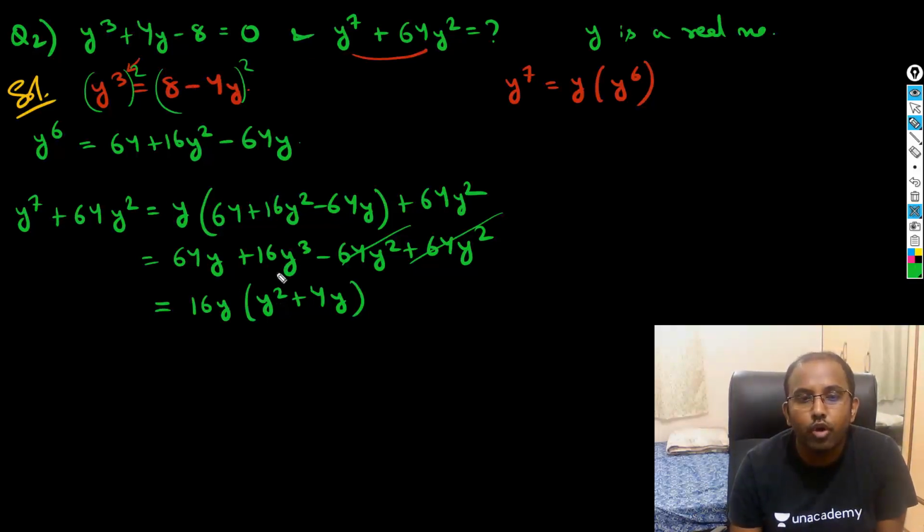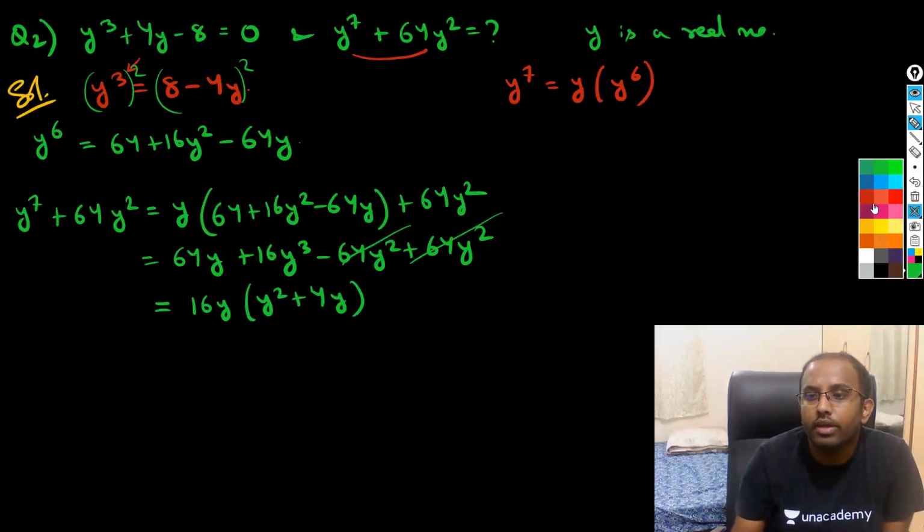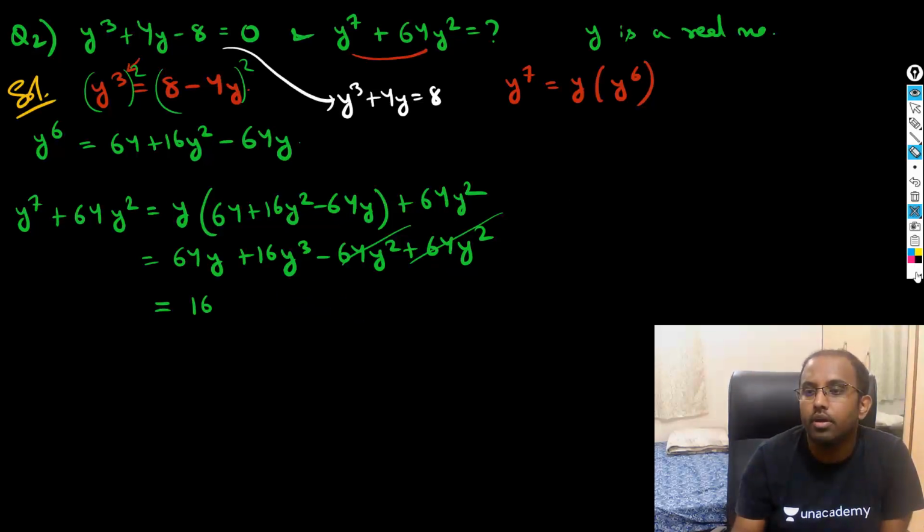I should write in the form of, basically, I should take 16 common from here, because I have the value of y cube plus 4y is equal to 8, no? So we have been given here y cube plus 4y is equal to 8. You can see, guys, this value is here, y cube plus 4y is equal to 8. I want to replace it here, so I take only 16 common just to see this.